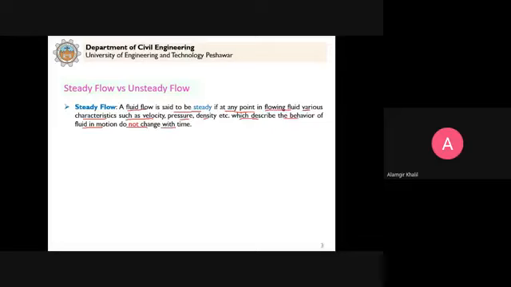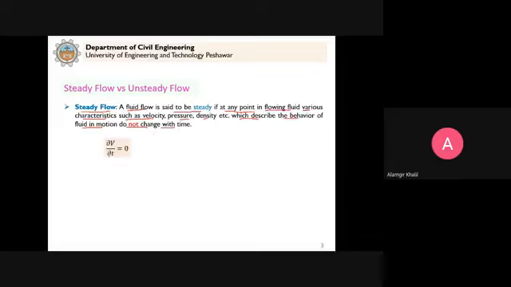When the fluid characteristics, for example, we have this velocity, pressure, density, discharge, etc., when these characteristics do not change with time, we say that it is steady flow. Remember, it has to do with the time. If the flow characteristics do not change with time, we say that this is steady flow.